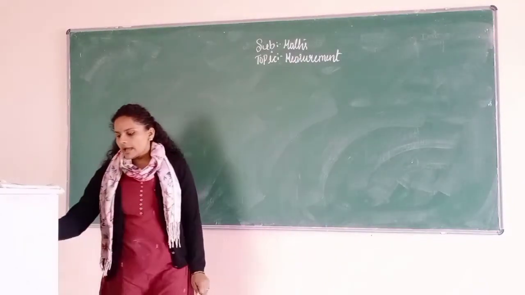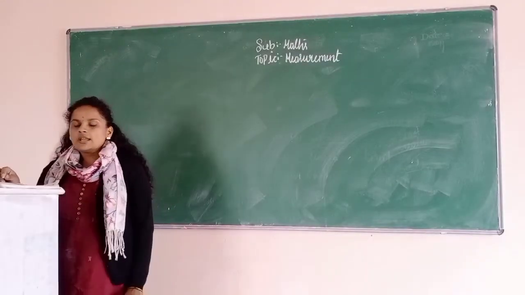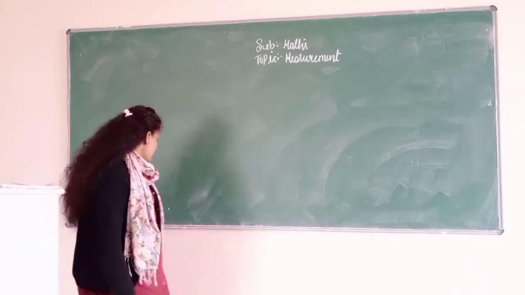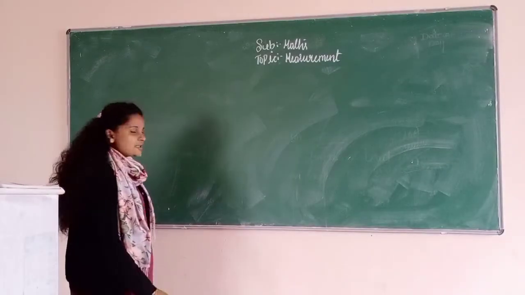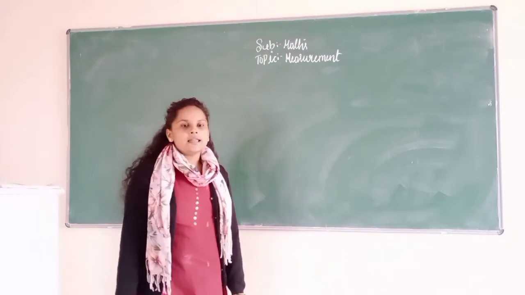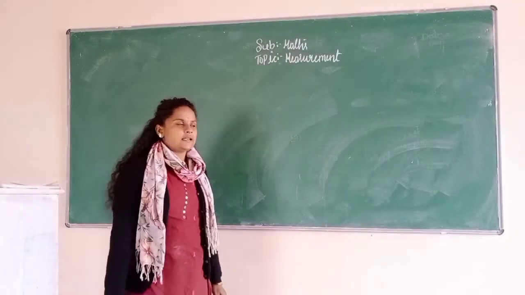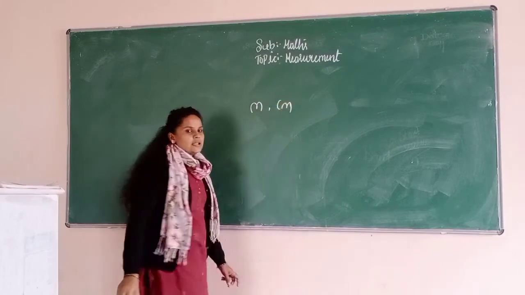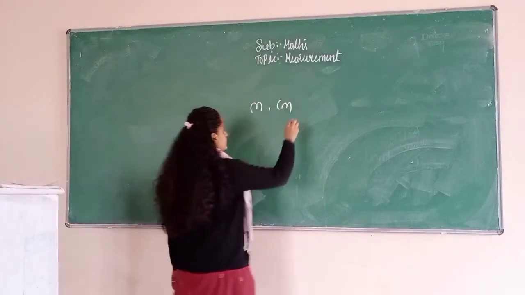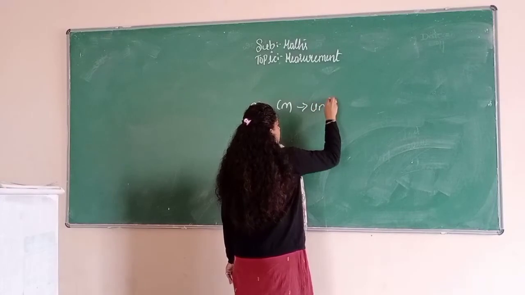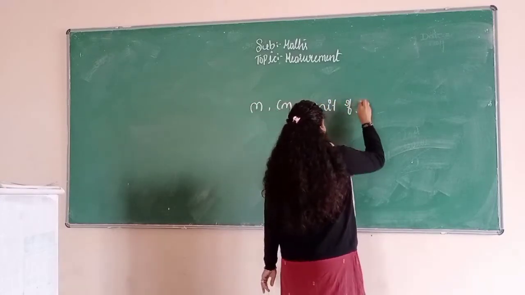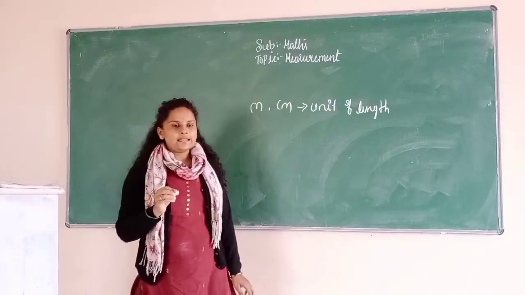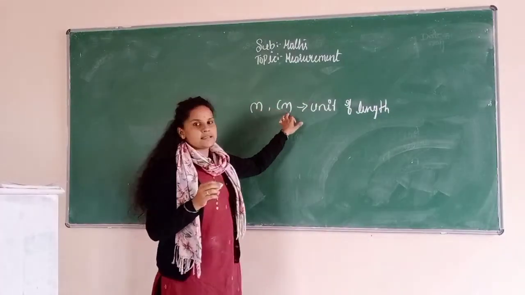objects. We have units for measuring the length. This is the length. What is the length of this board? To measure the length, we use two units, that is the meter and the centimeter. There are two units of length, meter and centimeter.